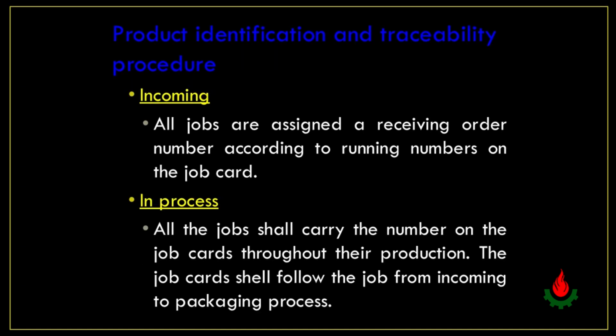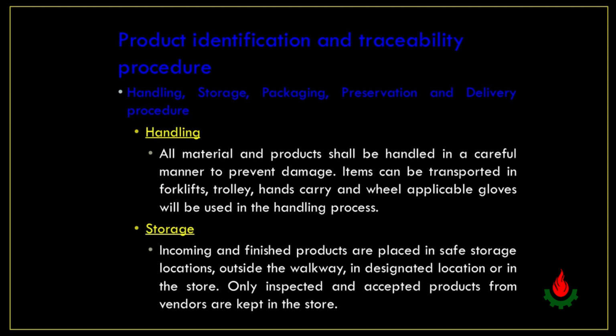Product identification and traceability procedure. Incoming. All jobs are assigned a receiving order number according to running numbers on the job card. In process. All the jobs shall carry the number on the job cards throughout their production. The job cards shall follow the job from incoming to packaging process.